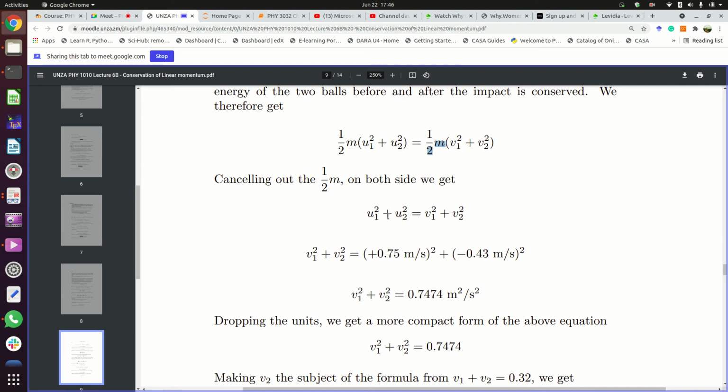Now we know u1 and u2, so we can substitute the values of u1 and u2 in these expressions. This bit, v1 squared plus v2 squared, we still do not know. So we end up having this.